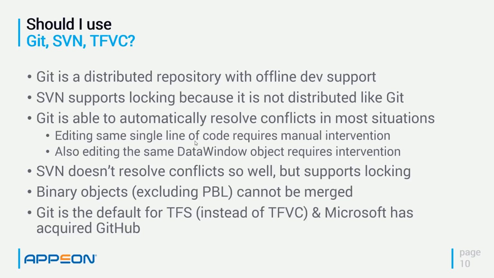It's also worth noting that Microsoft just bought GitHub, which is basically the planet's largest Git repository. So Microsoft is making a real push towards Git, so that might be a clue which direction you might want to head as well. So that's enough about Subversion and Git. Let's look at the next R3 feature.